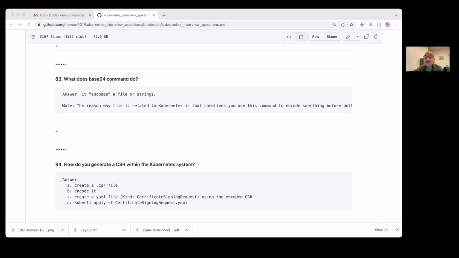Here, the interviewer is looking for your day-to-day knowledge, that you know this. Otherwise, if you have never worked with Kubernetes, you might get caught up in answering this question because you wouldn't know anything about this default behavior that Kubernetes has set up.